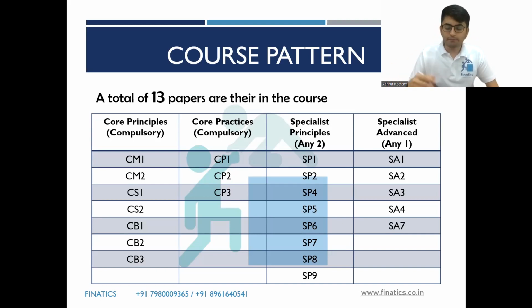Post that, depending on the specialization of your work, like when you work in insurance, there is something called general insurance, there is something called life insurance. Then there is also pension fund. We also have investments, risk management, and health insurance. So depending on the area where you're working, or where you want to work in the long term, you need to select 2 specialist papers accordingly. You will see we have a total of 9 papers over here.